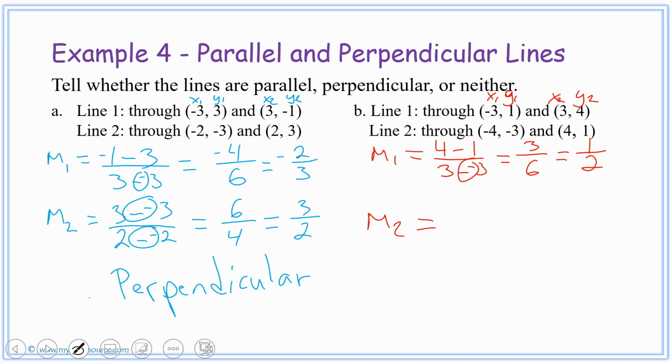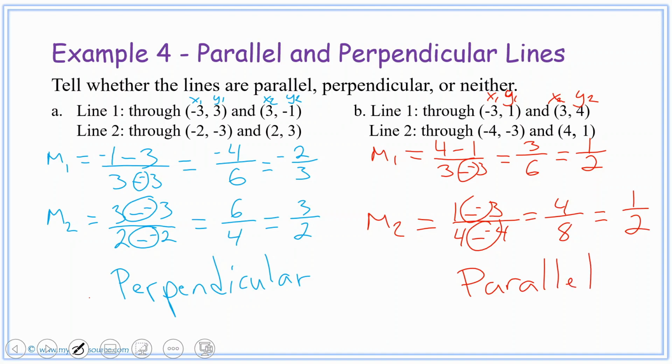And so we have y2 is 1, subtract y1, which is negative 3, over 4, subtract negative 4. And once again, we have those two negatives. 1 plus 3 will give us 4, and 4 plus 4 will give us 8. And that will reduce down to 1/2 as well. And so these two lines would be parallel. Remember, if it was neither perpendicular nor parallel, we'd just say they're neither. This just means the lines do intersect, but not at a 90-degree angle.